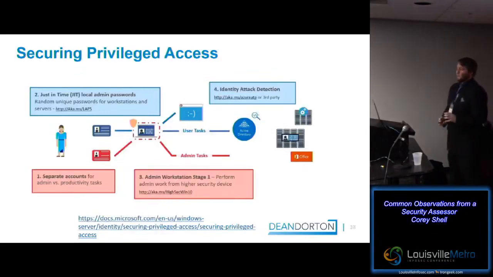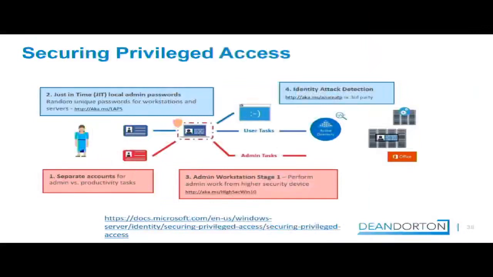Microsoft has a roadmap called their Securing Privileged Access Roadmap. I've got the link there at the bottom. There's really no reason not to implement this for any organization. The very first step here is separate accounts for admin and productivity tasks. The next step is just-in-time local admin passwords. Microsoft's got a free tool we're going to cover a bit more in depth on the next slide called Local Administrator Password Solution that allows for random and unique passwords for all workstations and servers. The third phase here is a privileged access workstation. We'll cover that more in depth in a second.